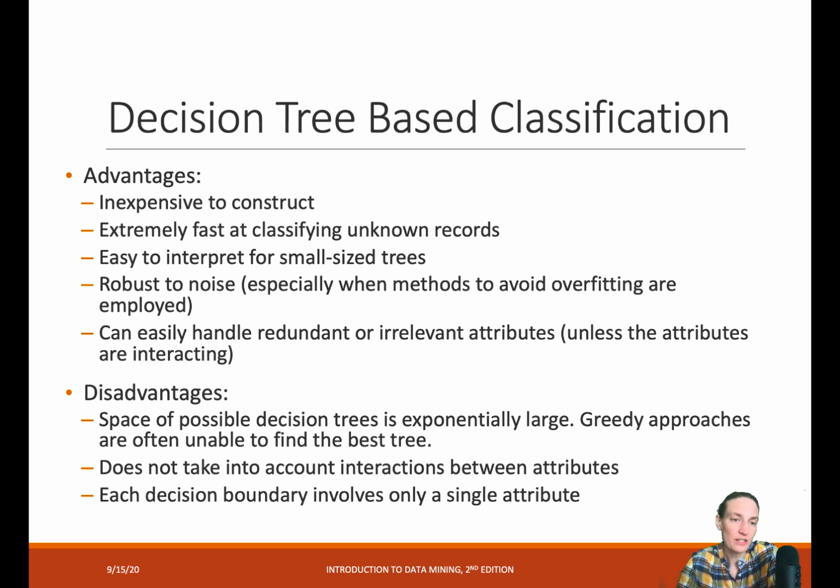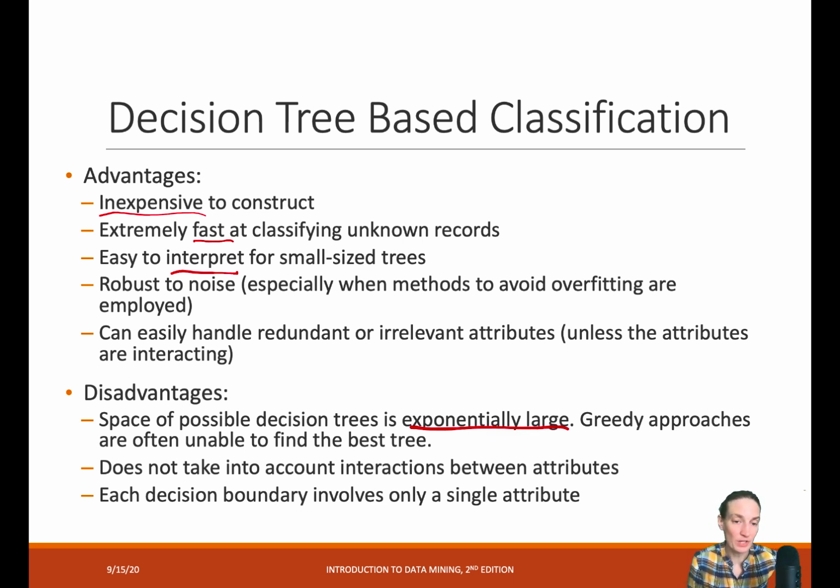So, in sum, decision tree-based classification is inexpensive usually to conduct. It's very fast at classifying or inferring new data. It's easy to interpret, which can be a huge plus. It's robust to noise, especially when you do some of these overfitting methods, and it can easily handle redundant or irrelevant attributes.